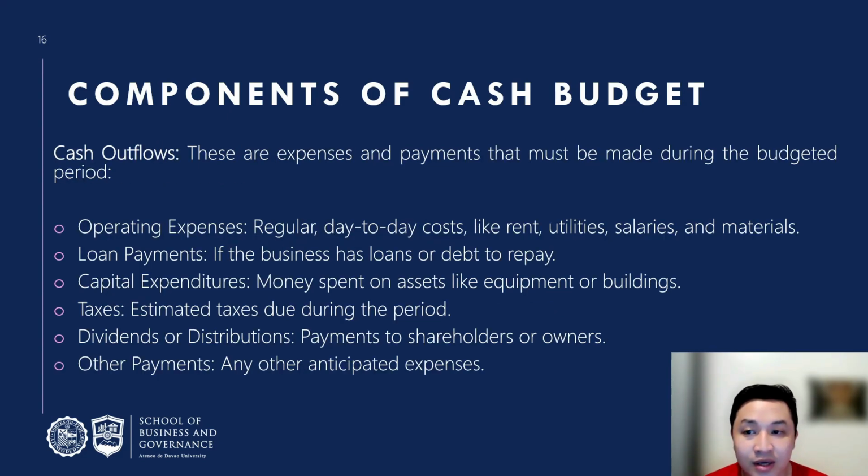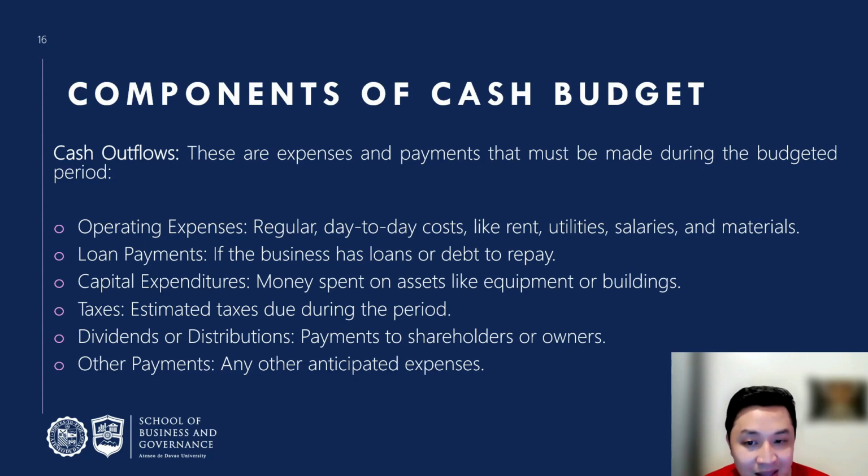The second component is the cash outflows. These are the expenses and payments that must be made during the budgeted period. The following are examples of cash outflows in a business. The first one is operating expenses. These are regular or day-to-day costs like rent, utilities, salaries, and materials. The second one is loan payments, if the business has loans or debt to repay. The third one is capital expenditures. These are the money spent on assets like equipment or buildings.